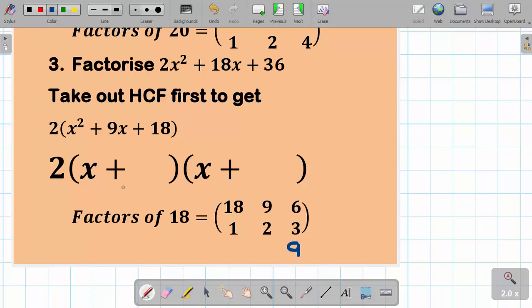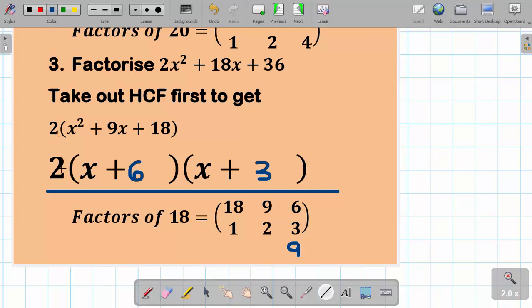So I'm going to say here it's going to be x plus 6 and then x plus 3. So that is my answer. I hope we are together. So that's my answer. Don't forget I've got this tweak here because it came along with this. Okay, so it's 2 open brackets x plus 6 close brackets x plus 3.